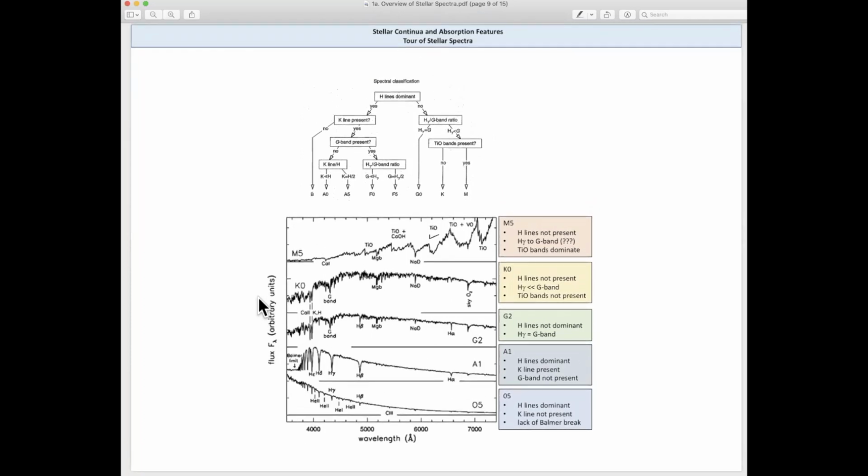So G star, we could do this all day. G star, H lines not dominant. H gamma is about equal to the G band. Okay, so here we go. H lines not dominant, H gamma equal to G, G star. Need I continue? I think you all get the point. We don't have to necessarily go through every example.